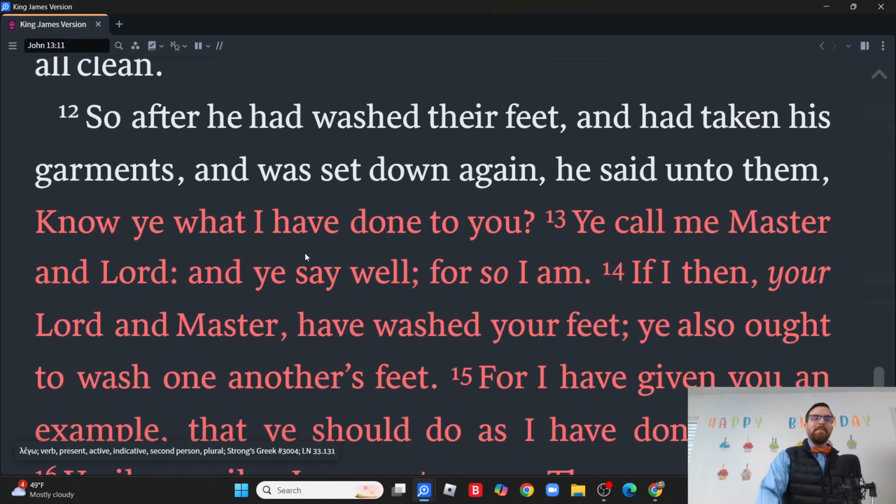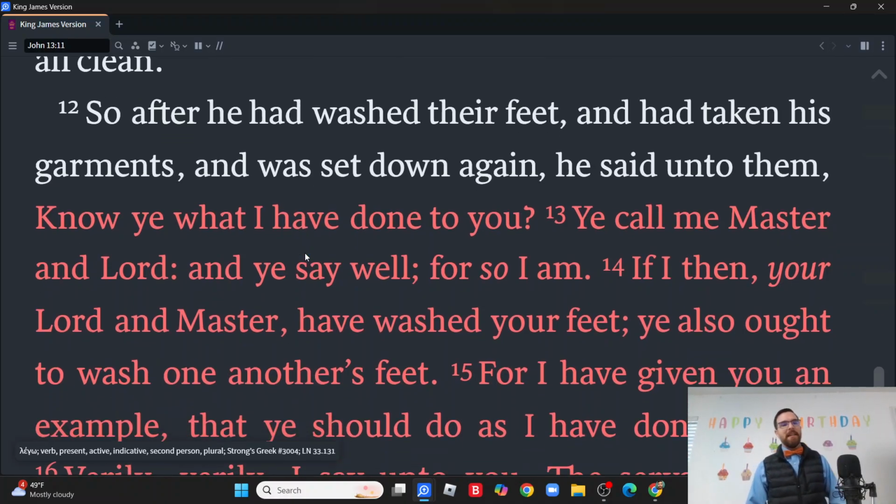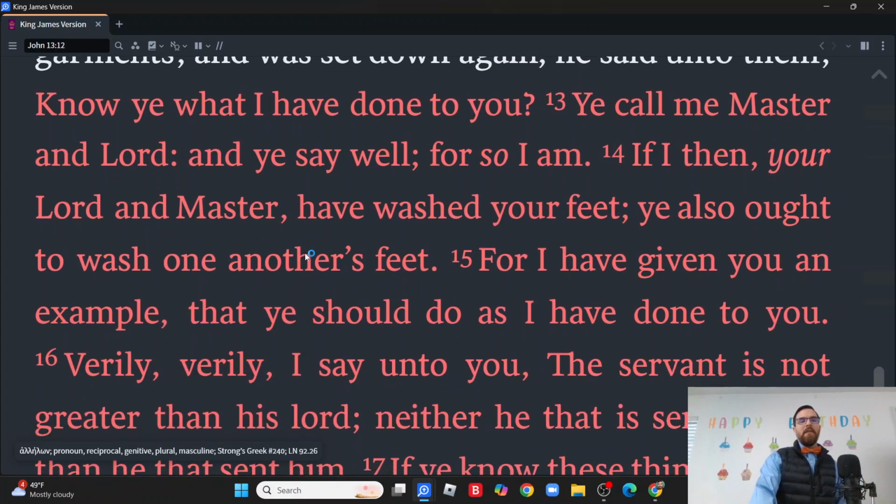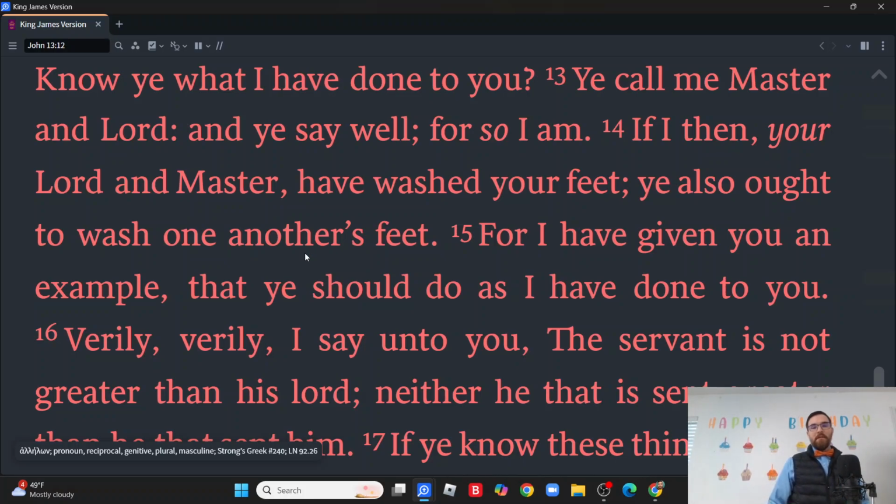All right, so after he had washed their feet and had taken his garments and was set down again, he said unto them, Know ye what I have done to you? You call me Master and Lord, and ye say well, for so I am. If I then, your Lord and Master, have washed your feet, ye also ought to wash one another's feet. For I have given you an example, that you should do as I have done to you.